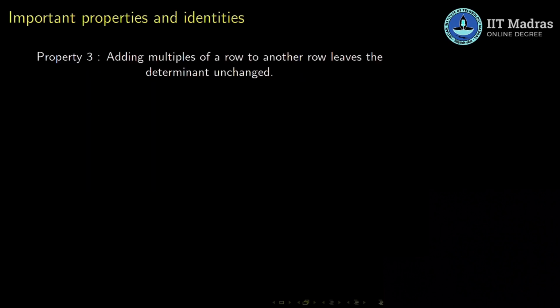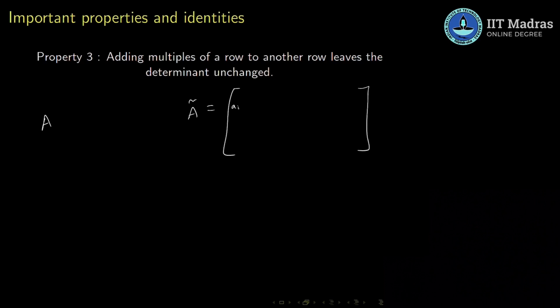Okay, let's move on to the next property that we want to discuss. I should have said in the previous slide that similarly, if you interchange columns, you get the same result. Okay. So adding multiples of a row to another row leaves the determinant unchanged. Okay, so what does this mean? So here's A, which was like in the previous slide, and what is A tilde? So let's say I add t times the jth row to the ith row.